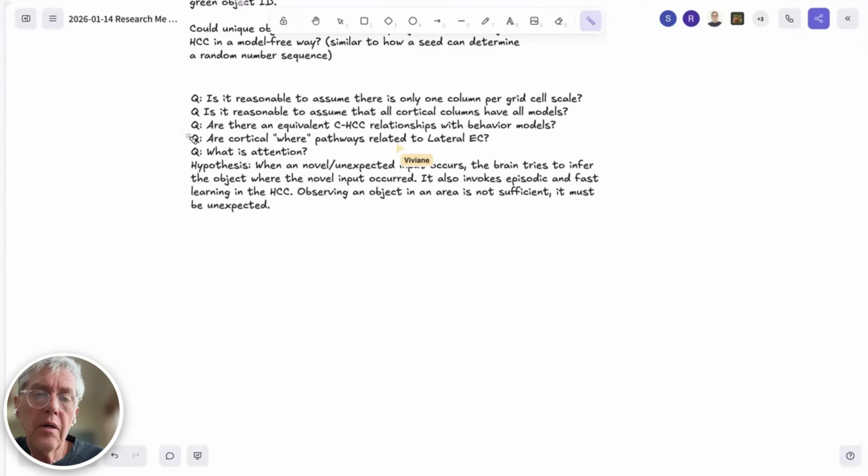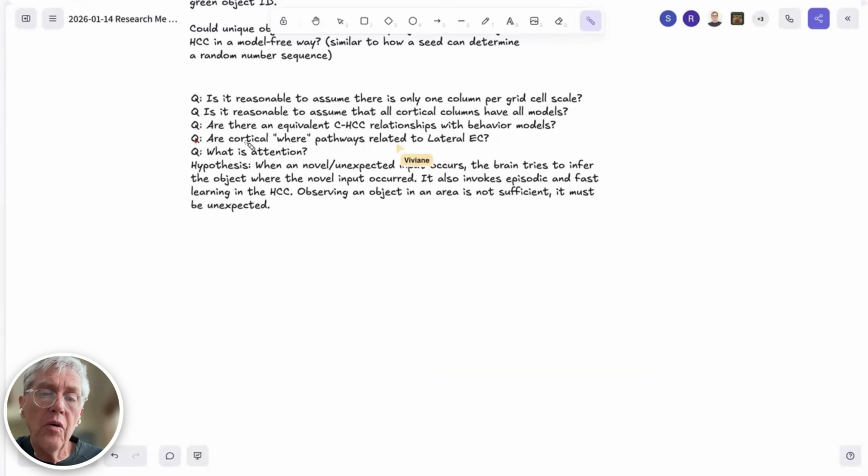This one here. We just talked about morphological models. Is there an equivalent relationship with behavior models? I have no idea. I didn't think about it at all. I just said, hey, we also have behavior models. Is there something like that going on here? I have no idea. We just talked about compositional morphological structures.